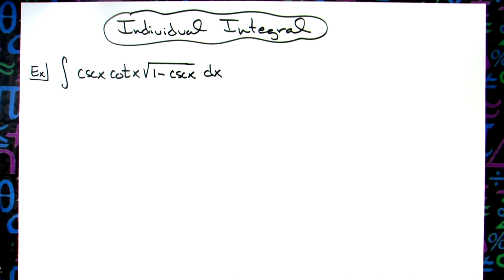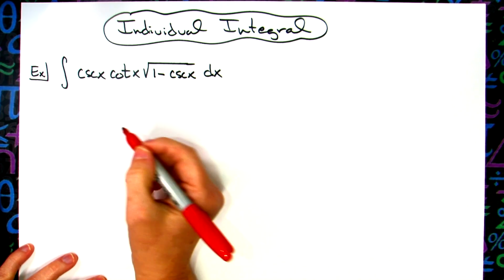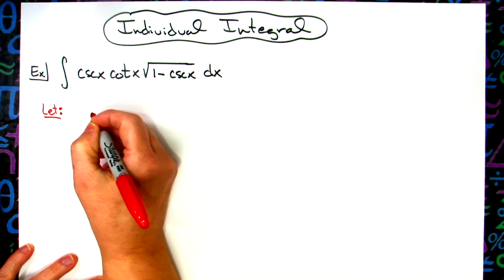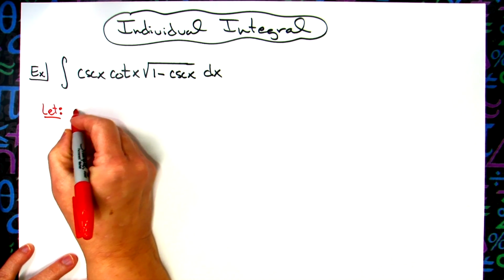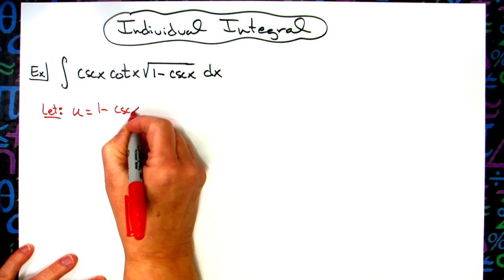All right, in this video, we're going to be taking a look at an individual integral. It's going to be a trig integral with just a basic u-substitution here. So we are going to start by letting our u be what's underneath that radical. So we're going to say u is equal to 1 minus cosecant of x.